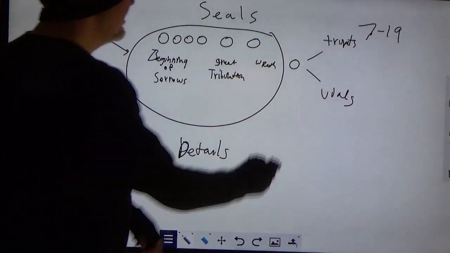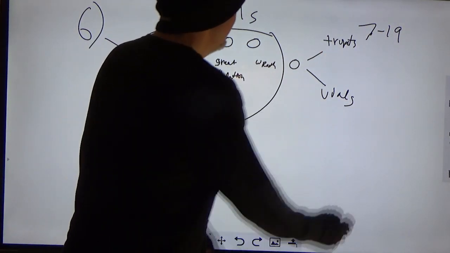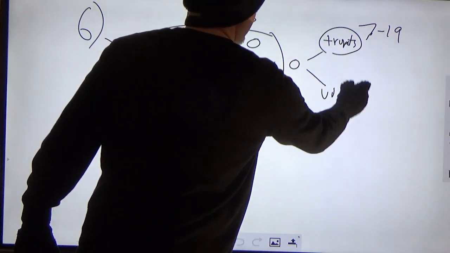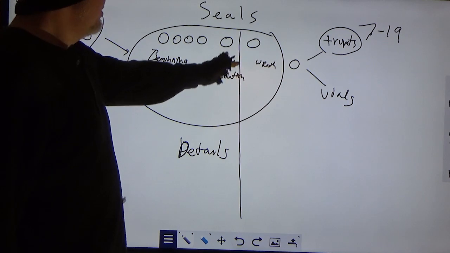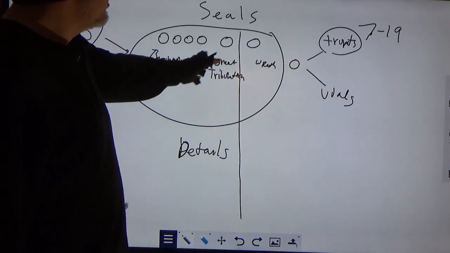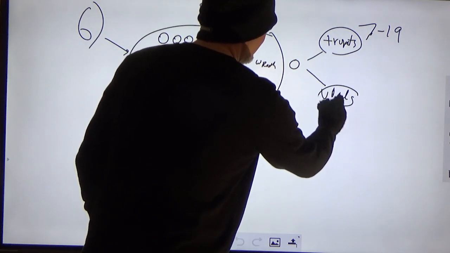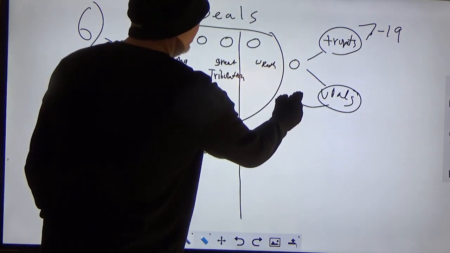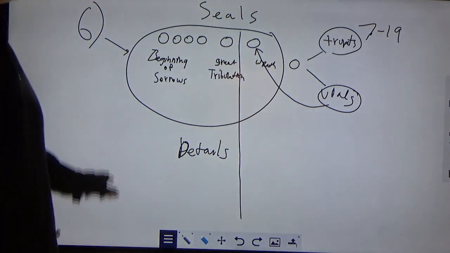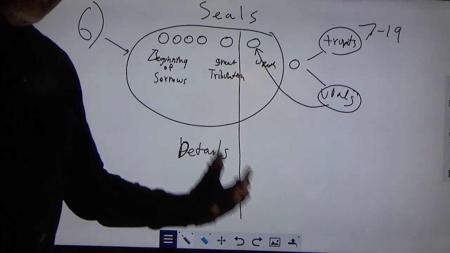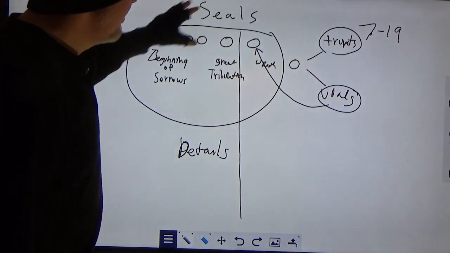And in this seal are the trumpets and the vials. The trumpets of tribulation happen before the great tribulation is over, from the beginning of sorrows all the way up to the great tribulation. And the vials of wrath happen obviously only to the wicked in the sixth seal.